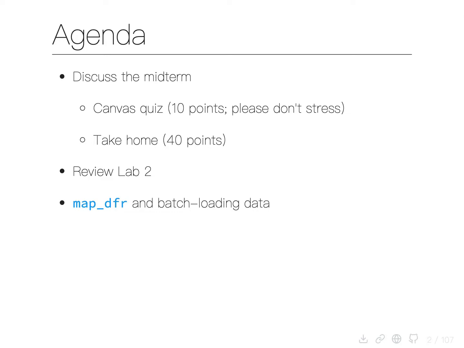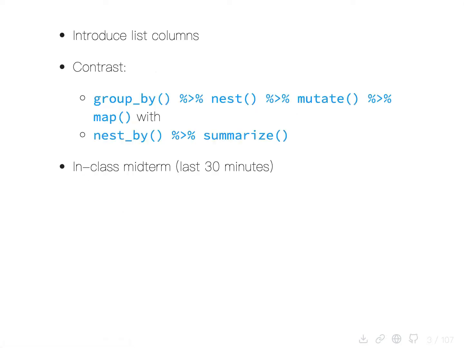So we'll do that, and then we're going to review lab 2, and then we're going to get into the actual topics of today. We will mostly talk about map DFR, and we'll walk through some examples with that. I will then introduce list columns, and there are 2 primary ways of working with list columns in the tidyverse. The first is with this pattern in the first sub-bullet here: group by, nest, mutate, map, right? So you would group by and nest, that creates your list columns, and then you create new columns by mutate and map, okay? The second is nest by and summarize, okay?